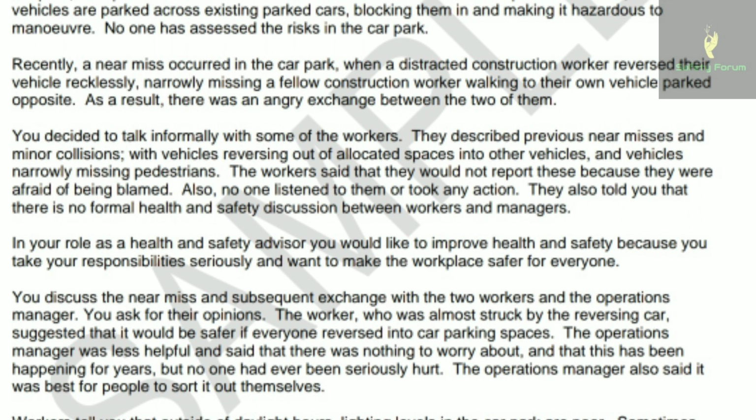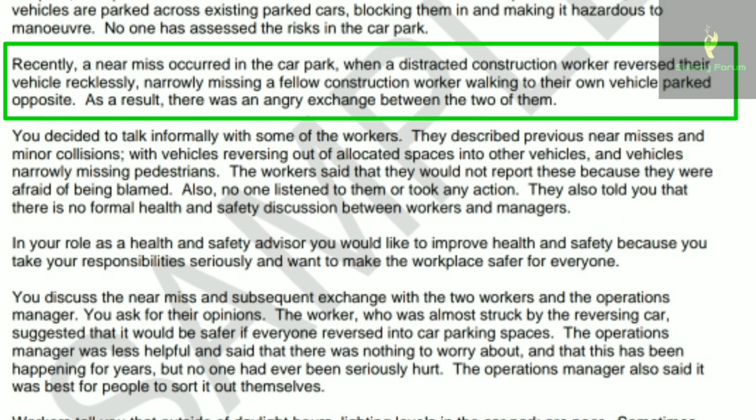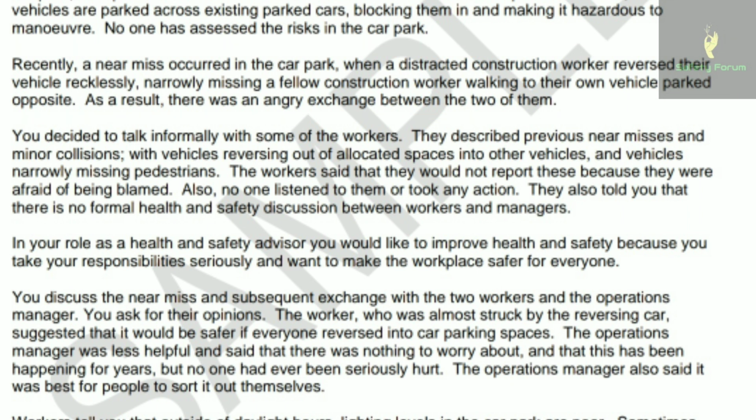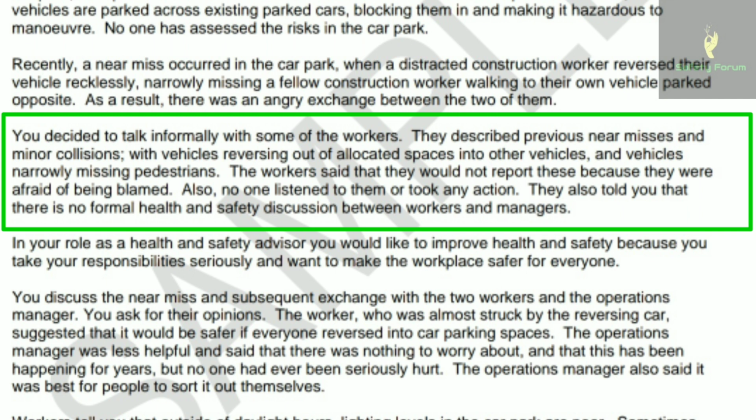Now in the next statement they are saying a near miss occurred in the car park, where a construction worker was reversing his car and was about to hit another worker who was going towards his car. So obviously there will be a verbal argument between both of them. So what you did as a safety officer, you went there and discussed with them informally, not in a formal way, just to know what the condition is in this company.